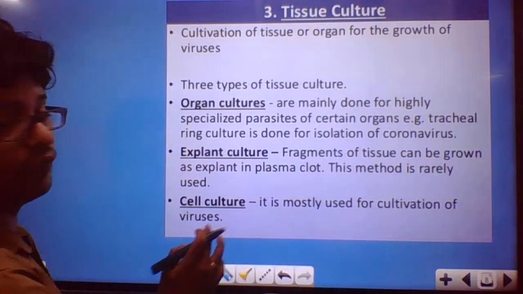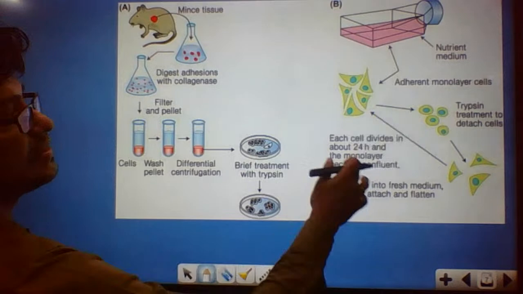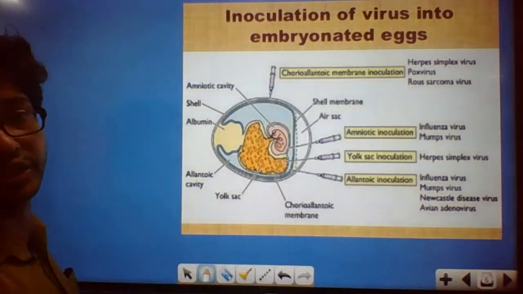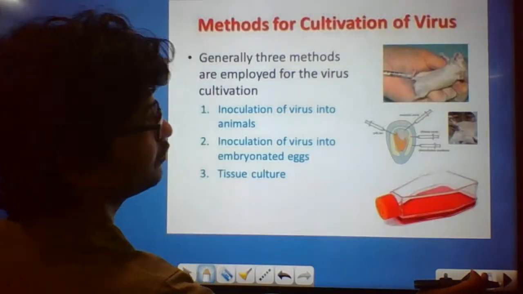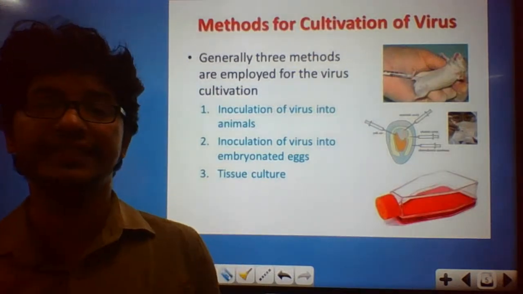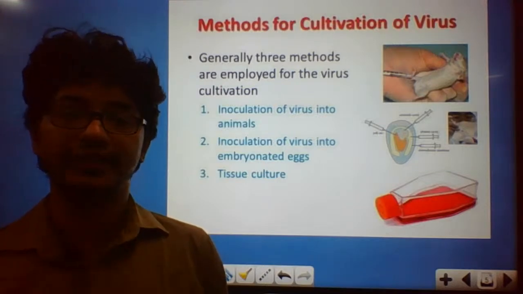Tissue culture technique: how we can cultivate the virus, cell culture, and cell lines. How do we do it by means of cell lines? And egg inoculation. We'll discuss egg inoculation also, because from this area you can get a question. So these are the methods of cultivation of virus. Only these parts are pending. We are in biological classification. Tomorrow we'll complete the virus, and then we'll start with the bacteria.